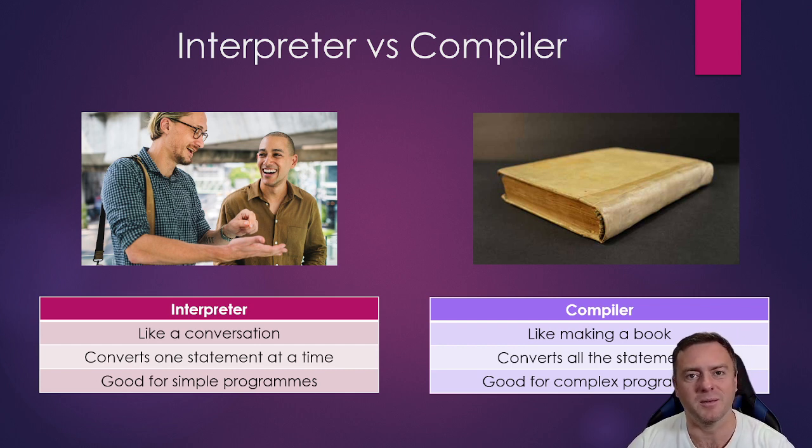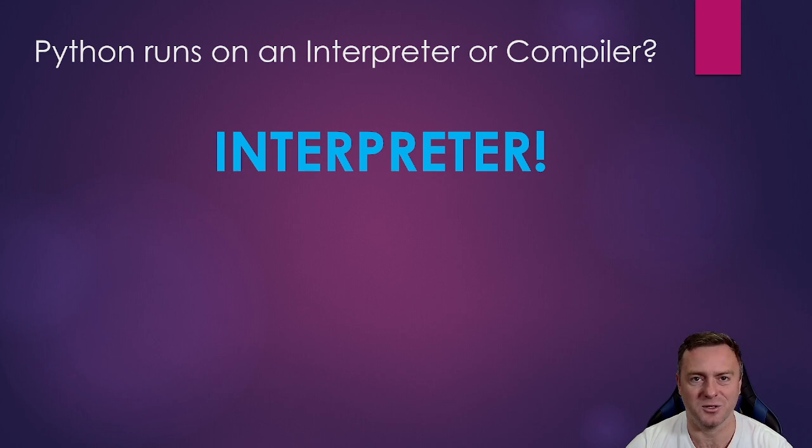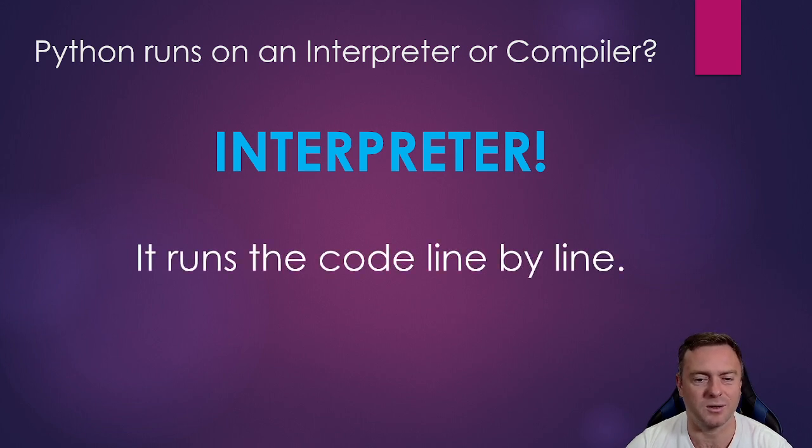So if you're trying to build something like Fortnite, you want to use something like a compiler, which is more the sort of C engine, so C# or C++, whereas an interpreter is better for short, sharp sort of conversions that you'll be doing. So Python doesn't run as an interpreter or compiler, it's an interpreter. So it runs the code line by line.